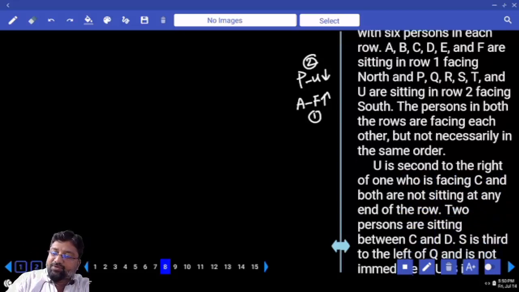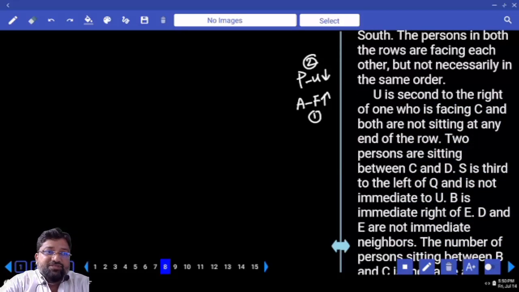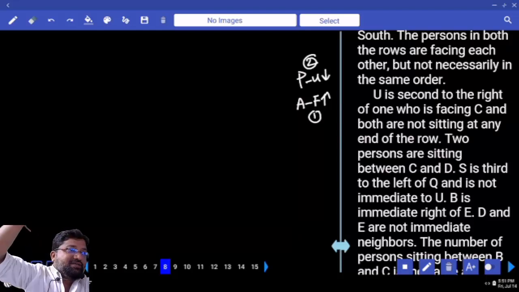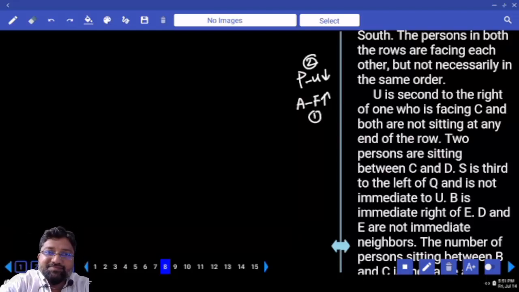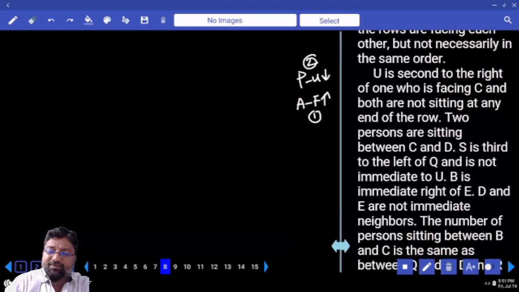Why should we write row number 1 and row number 2? Who is sitting opposite to the one who is third from the left in row 1? At that time, if you don't write what is row 1 and row 2, again you'll go back to the top, refer to the question, come back to the answer and then mark it. So just by writing 1 and 2, it is not killing any of our time, right?